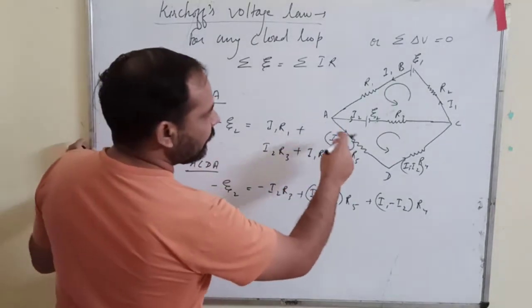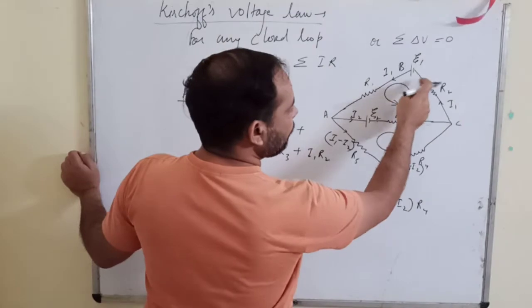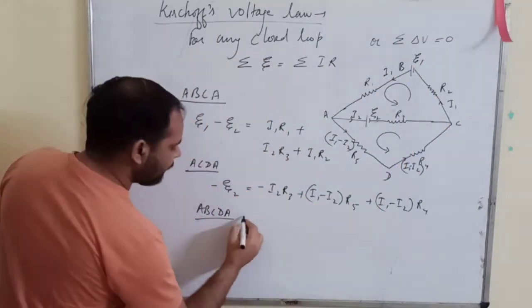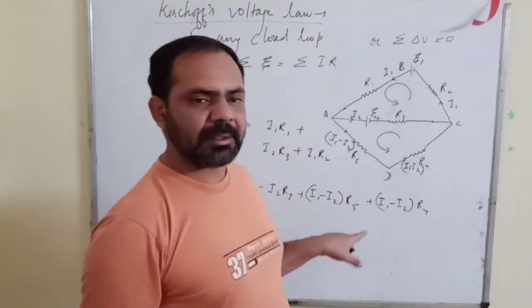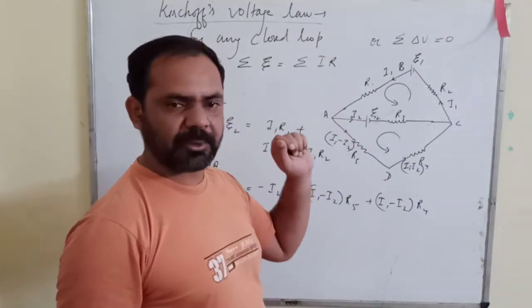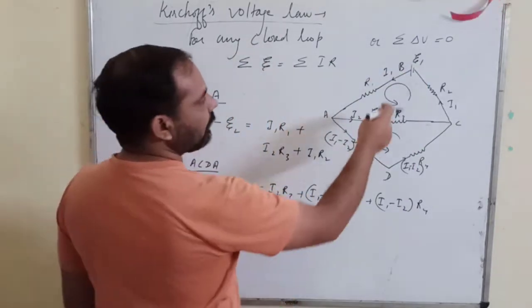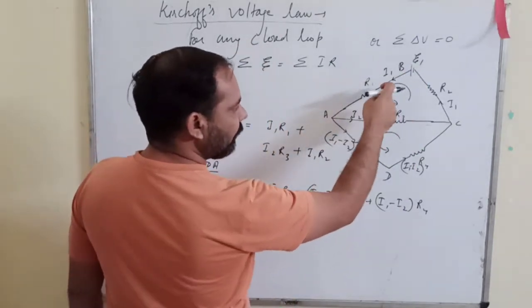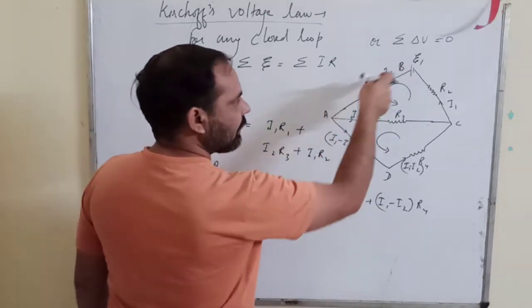I'm taking this loop now. So in this loop, how many EMF? Only one, and since the current is hitting the negative plate first, it is positive. EMF 1. Again, I have considered the anti-clockwise direction as the positive direction. So EMF 1 is equal to I1 R1, following the direction. I1 R1. This I1 is anti-clockwise.